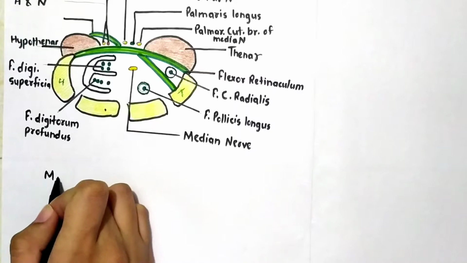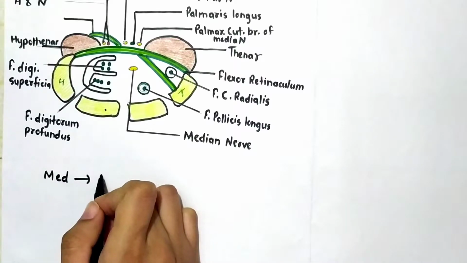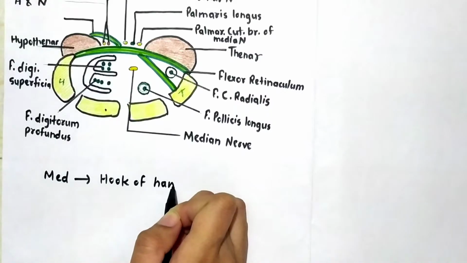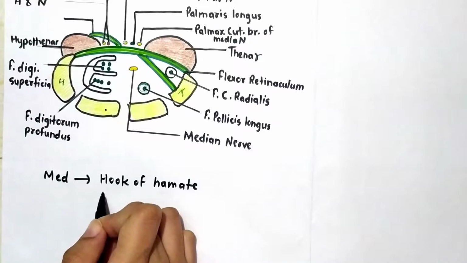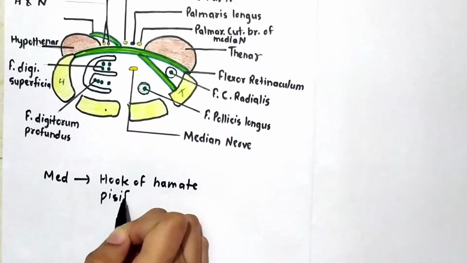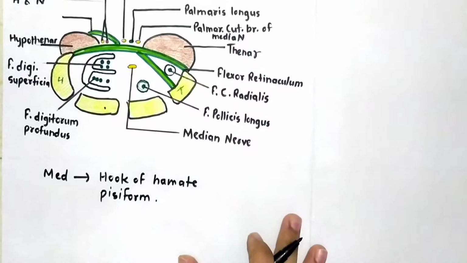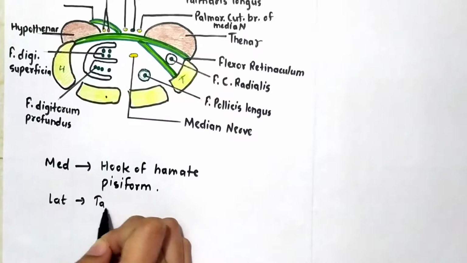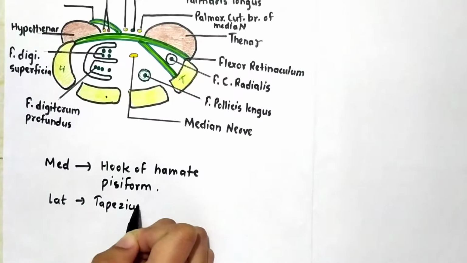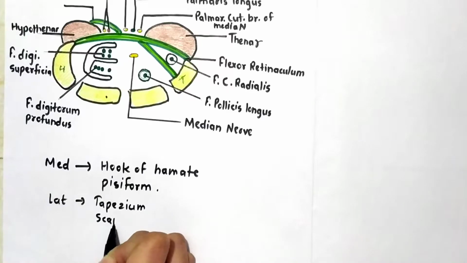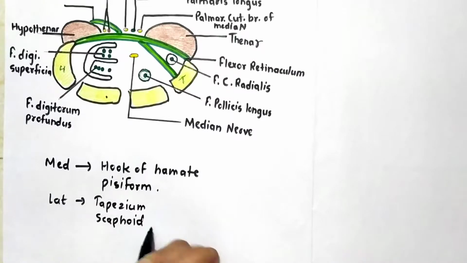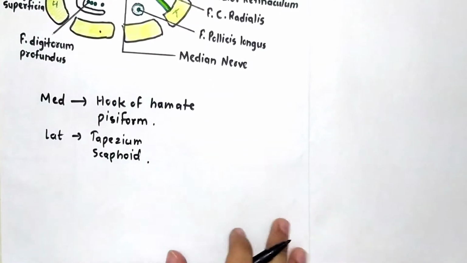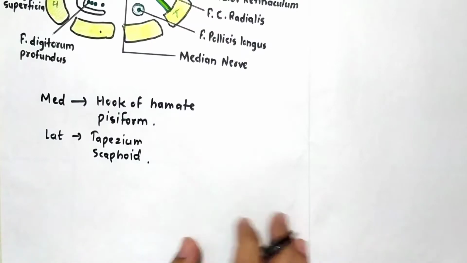On the medial side it attaches to the hook of hamate and pisiform bone, and on the lateral side it attaches to the trapezium and scaphoid bone. Okay, these are the attachments, and now we'll see the structures passing through.